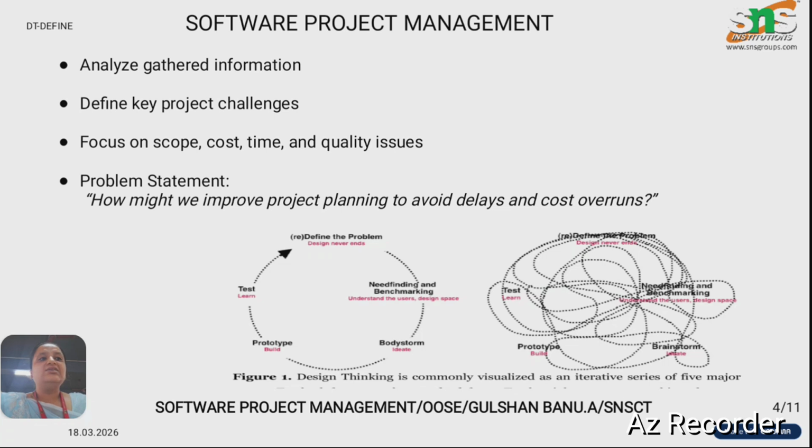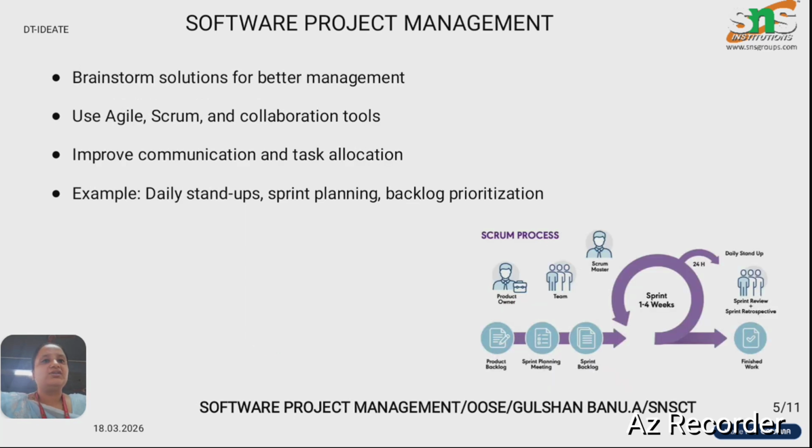In software project management we have to analyze and gather different kinds of information. We have to define the key project challenges, and focus on the scope, different problems, etc. The problem statement here is: how might we improve project planning to avoid delays and cost overruns? Now, what is the idea behind it?